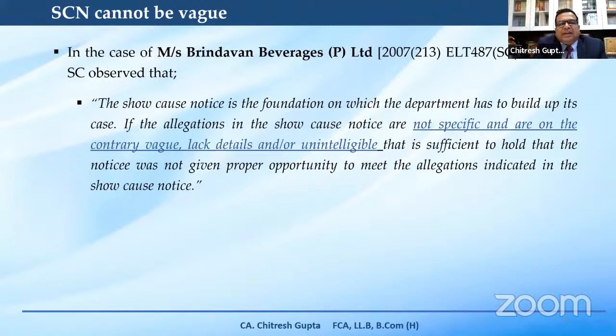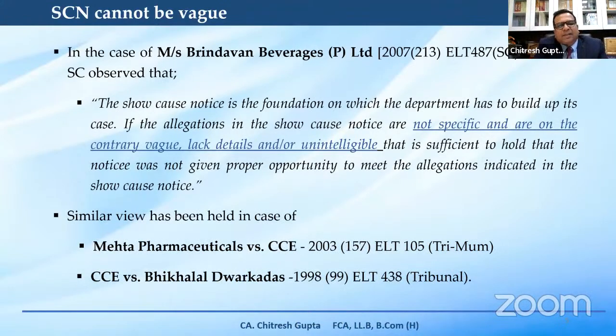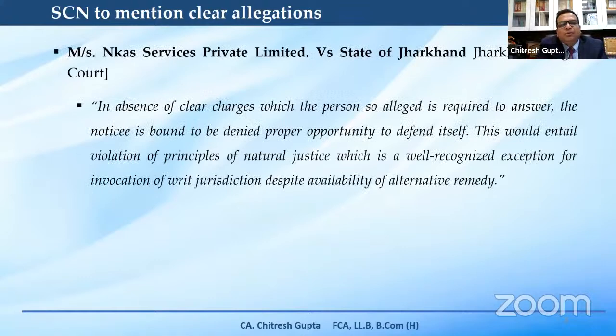So friends, it is very clear that if it is a vague show cause notice, then that vague show cause notice is not sustainable in the eyes of law. A similar view has been taken in various other cases also, like Mehta Pharmaceuticals versus CC, then Bhikalal Dwarka Das, etc. Then, sir, the show cause notice must mention clear allegations. Like we have seen in the previous slide, it cannot be vague. The allegations made out in the show cause notice have to be very clear. And if the allegations are not clear, then that show cause notice cannot sustain in the eyes of law.